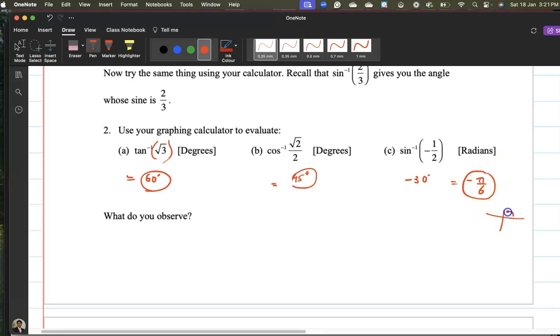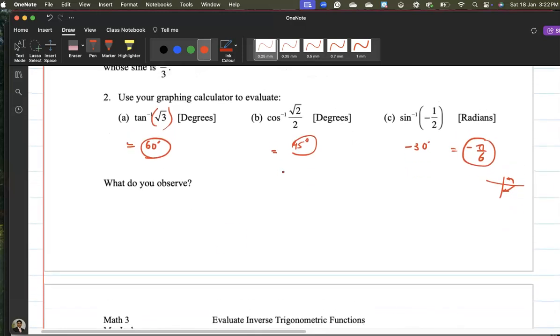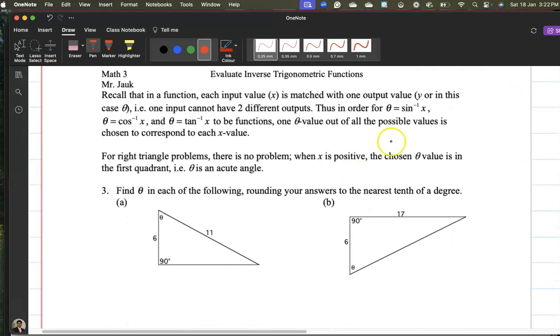You have to restrict the domain, right? No, the calculator has done that. The calculator is restricting the domain between the first and fourth quadrant. So all the answers are lying either in the first quadrant or the fourth quadrant, not in the second or third. That's what a calculator does. Recall that a function.